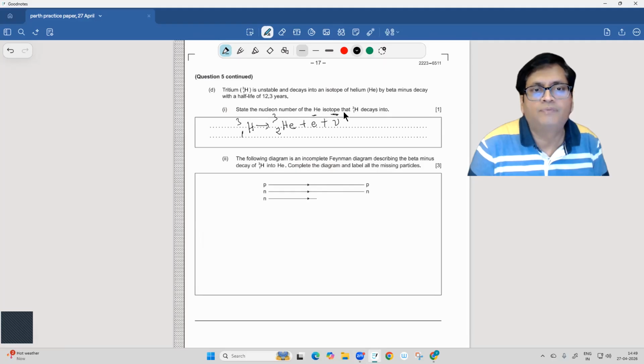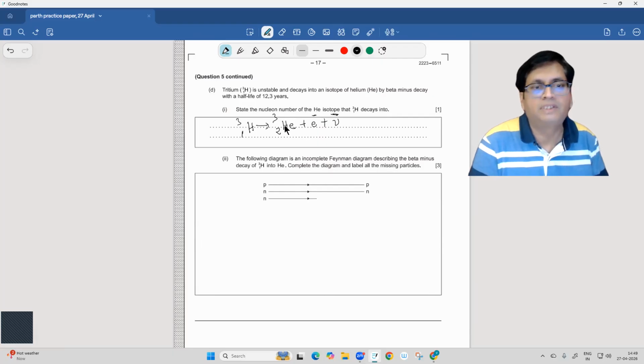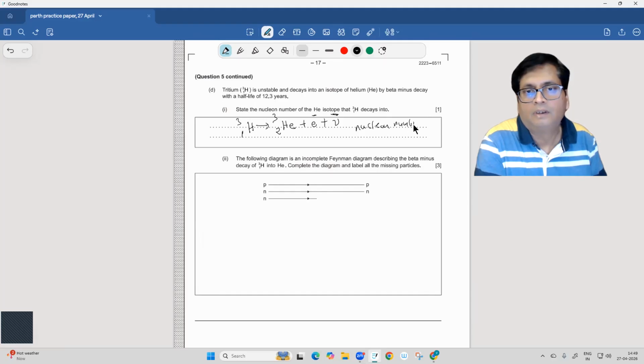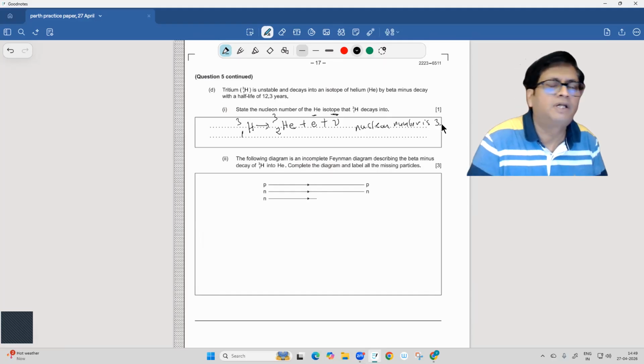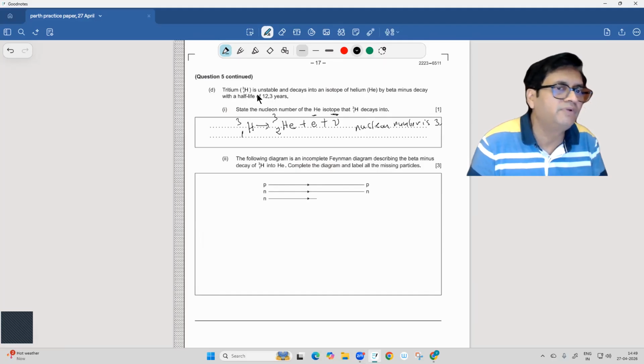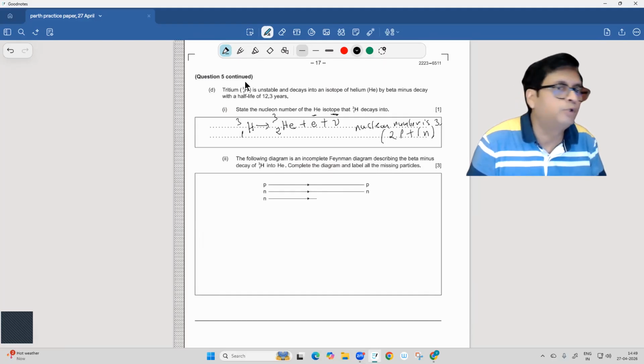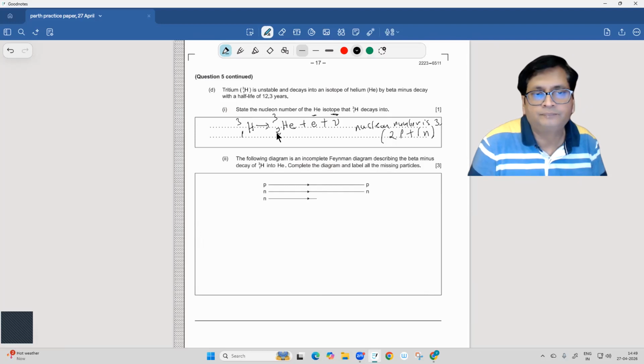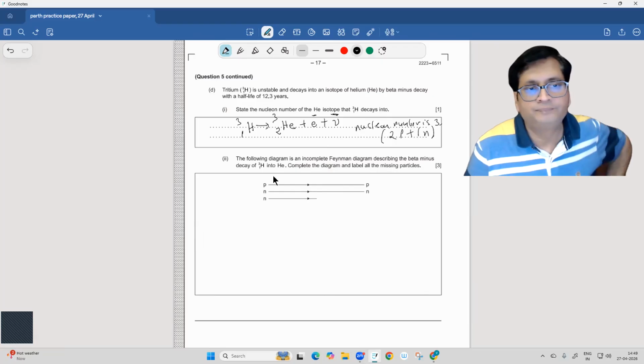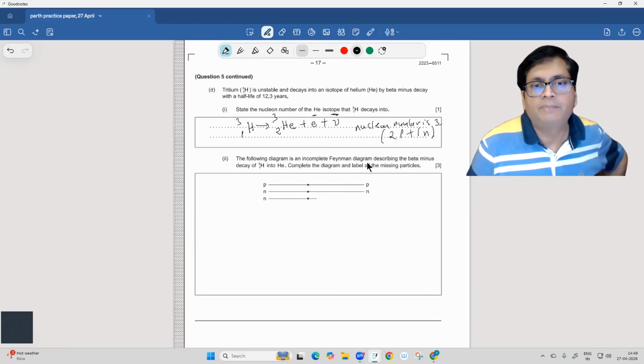State the nucleon number of the helium isotope. The nucleon number is 3, because the nucleon number does not change in beta decay. It was 3, it will remain 3. Originally there was 1 proton and 2 neutrons; now there are 2 protons and 1 neutron.